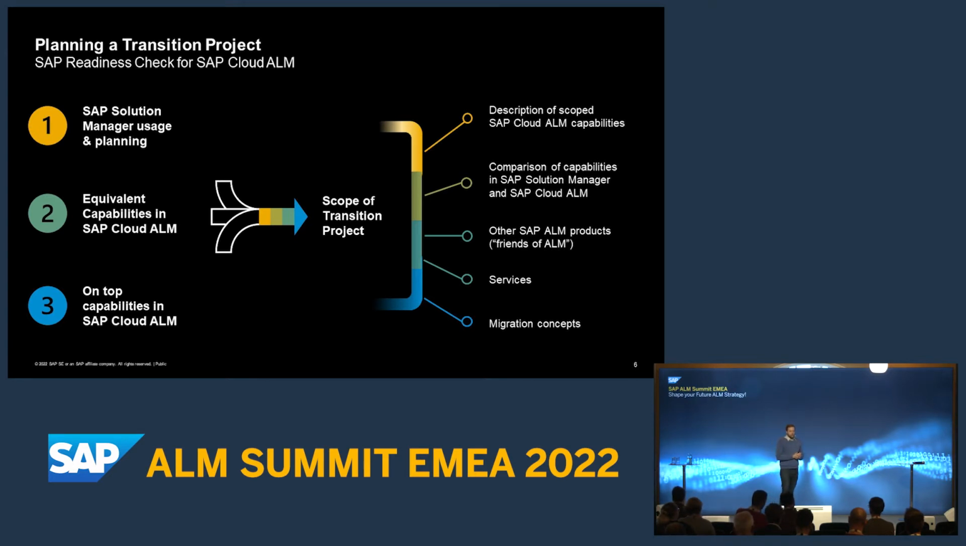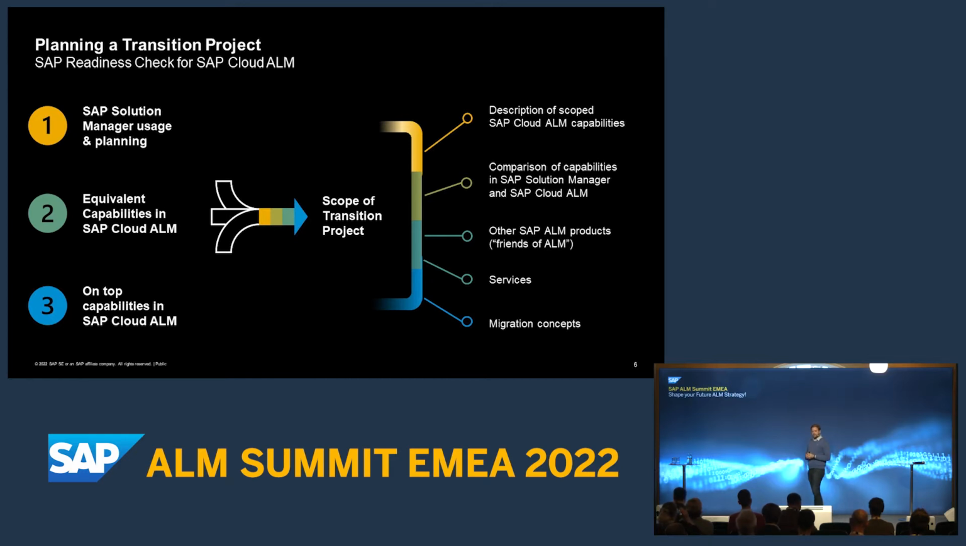With this new scenario, we aim to provide answers to some typical questions that may come up during a transition project. For example, which capabilities are currently being used in your Solution Manager system? We provide a collector and we scan your Solution Manager system, and we show you which of these capabilities are currently being used. What are the equivalent capabilities that are available in SAP Cloud ALM?